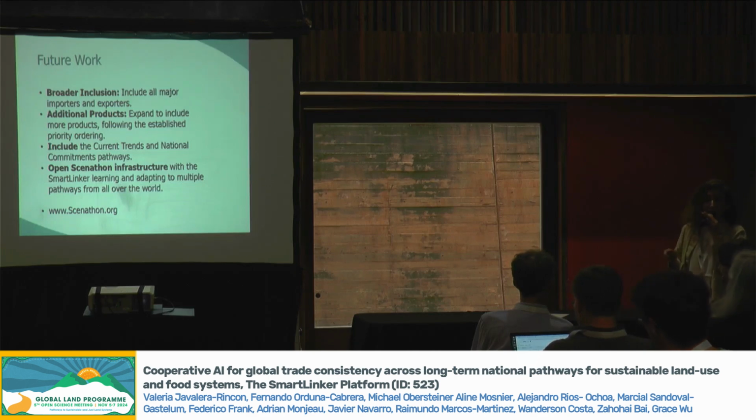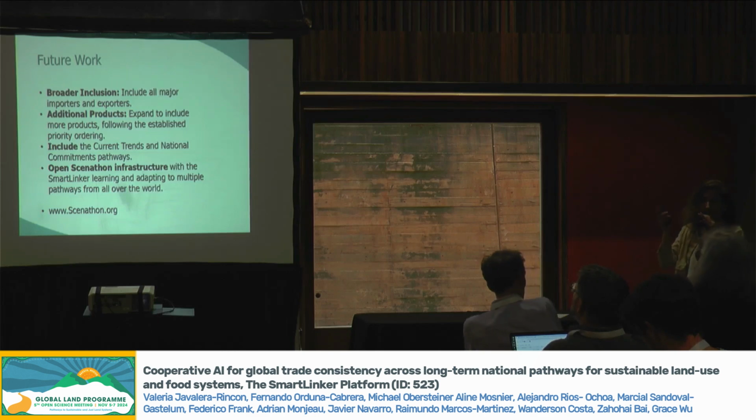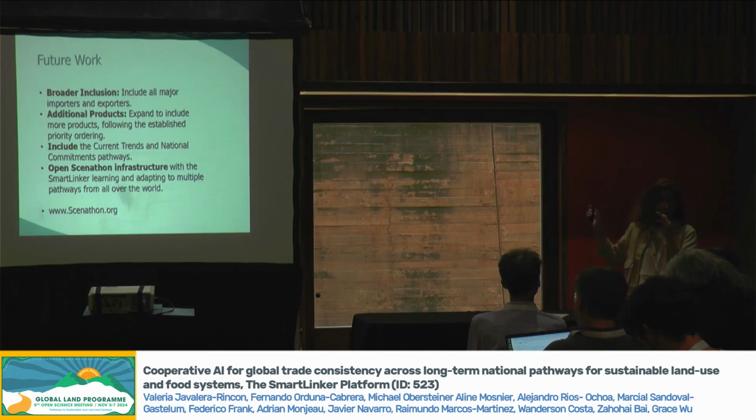We also will continue with the rest of the products to conclude all the Senaton. The purpose for this year is to have all bilateral trade for the 83 products for countries and regions, and include the current trend and national commitment pathways, because right now we're working with a sustainable pathway. But of course, with the current trend pathway the improvement is even higher than with the sustainable, because trade has more place to play.